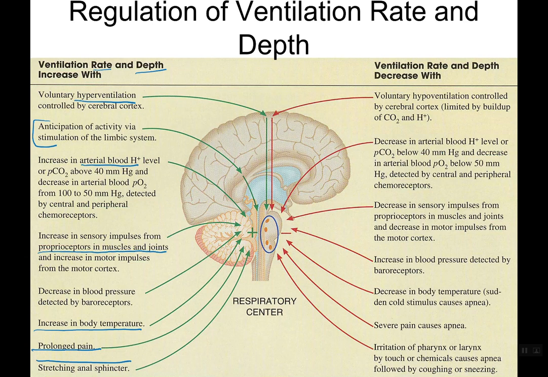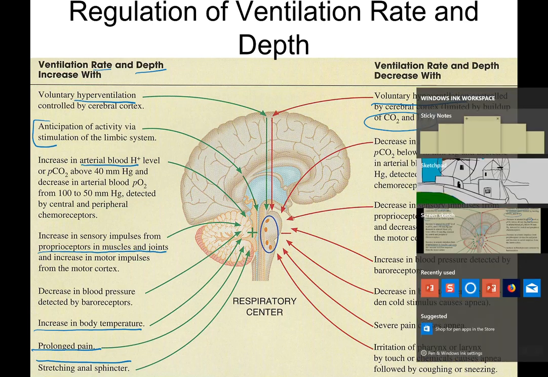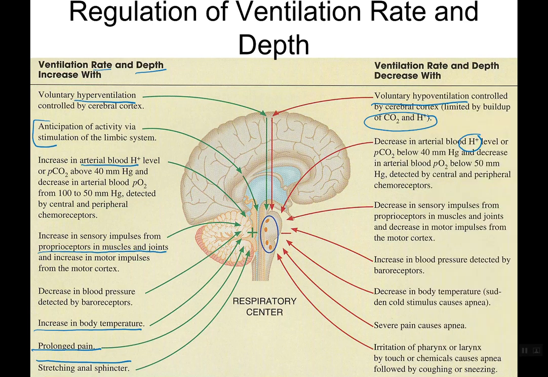Ventilation rate and depth decrease with voluntary hypoventilation, but that's limited, of course, by the buildup of protons and carbon dioxide. So you can hypoventilate or hold your breath only so long before your brain will force you to inhale. A decrease in arterial blood proton levels, so respiratory alkalosis, and a decrease in arterial blood PO2.